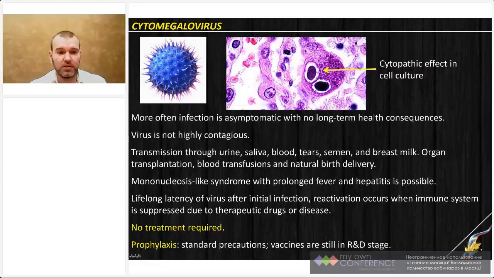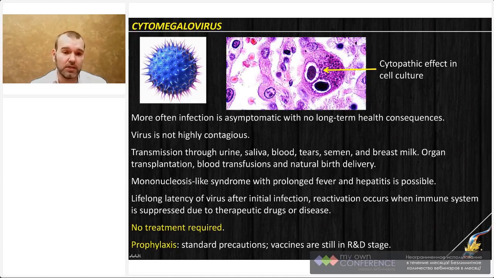So other infections caused by herpes viruses are less prevalent and less known in the community, but still they can be dangerous and they are important in some cases. One infection, or one virus, is cytomegalovirus. As is obvious from the name, the virus can cause unique deformation in the host cell, or cytopathic effect.